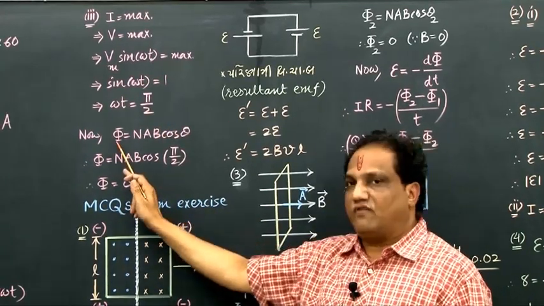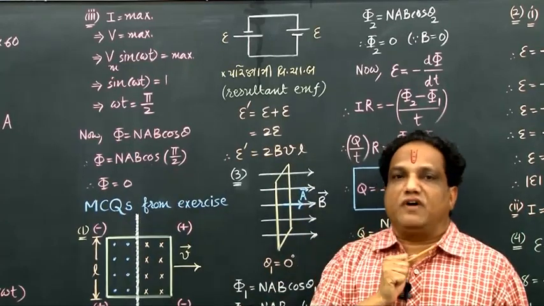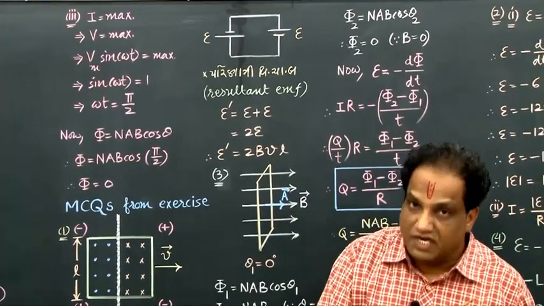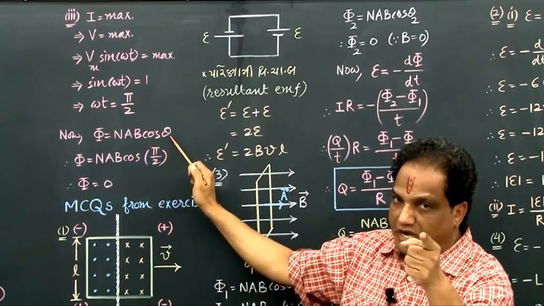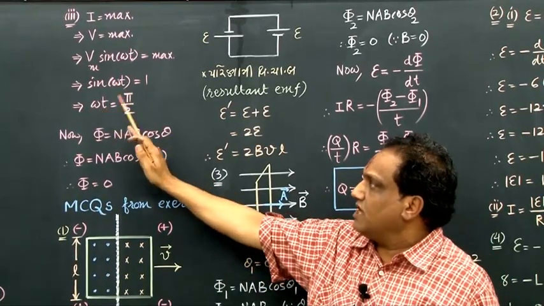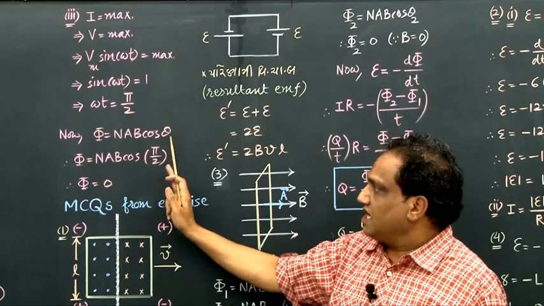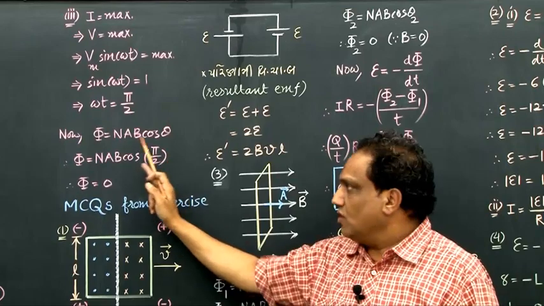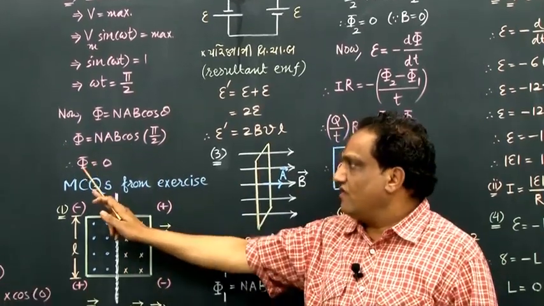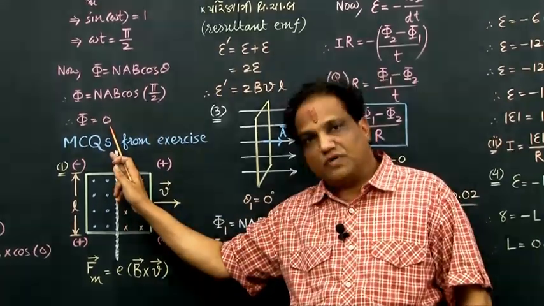Now recall the formula for magnetic flux, capital phi equals NAB cos theta, theta equals omega t, and omega t is right now how much? Pi by 2. When theta is pi by 2, you know cos pi by 2 is 0, the whole product will be 0, phi equals 0, correct?